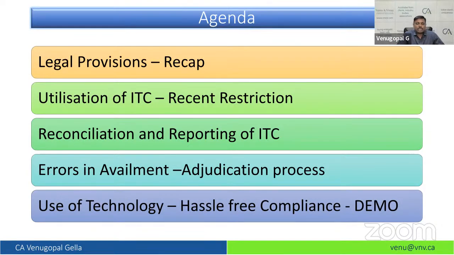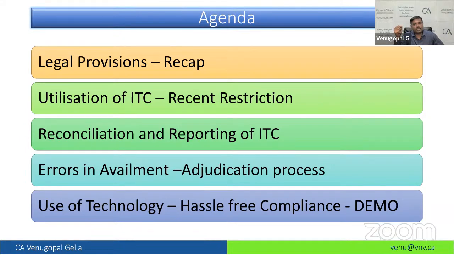Broadly, we are going to cover a quick recap of the legal provisions of the input tax credit. We will be looking at the changes that have come, the notifications which are making restriction on utilization of input tax credit. What are the various reconciliations and reporting? How do we report it in GSTR 3B? That's equally important because there are specific heads mentioned in GSTR 3B to avail the credit. If there is a wrong reporting, how does it impact? That section is more important.